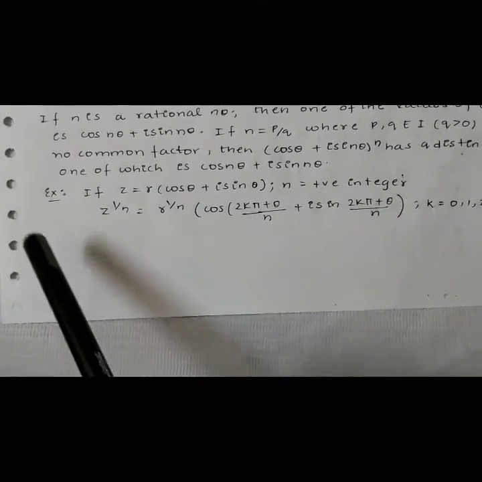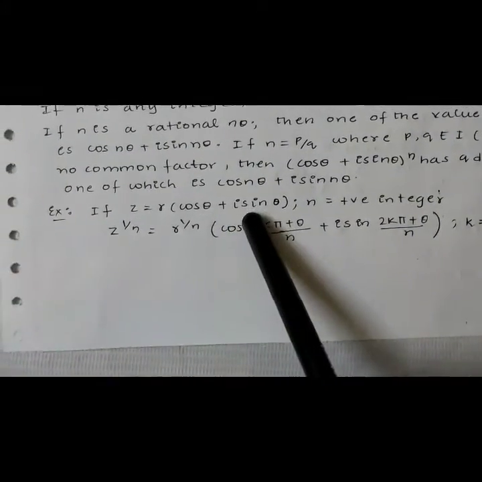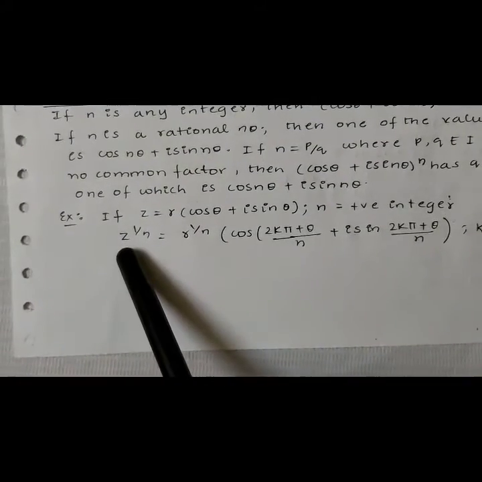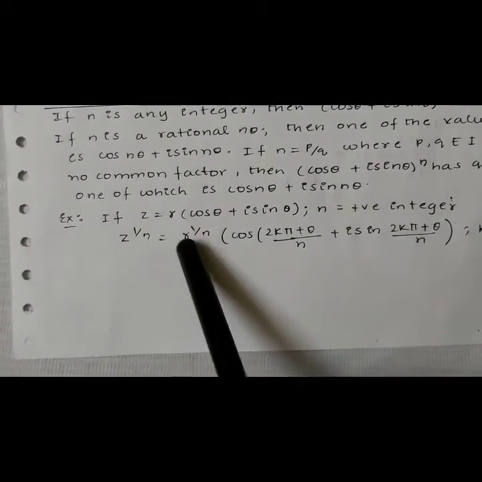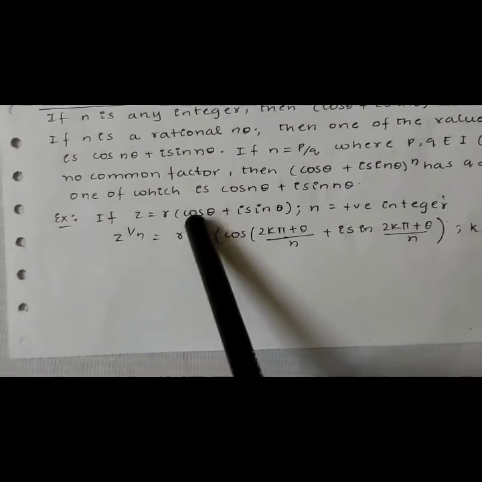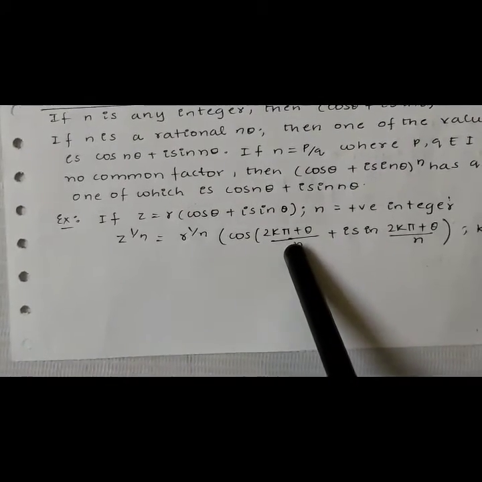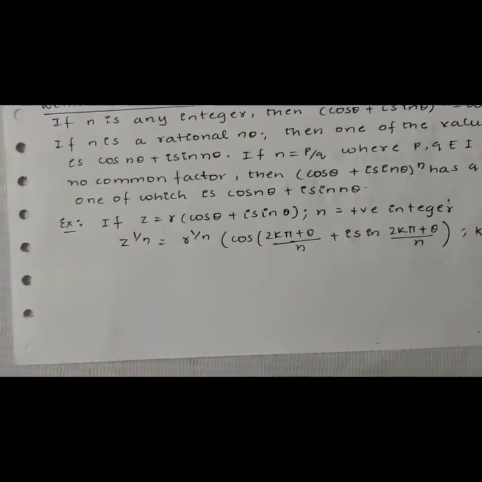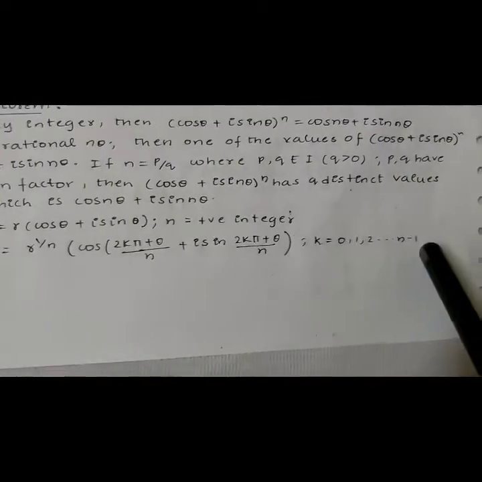For example, if z is r into cos theta plus i sin theta, where n is a positive integer, then z power 1 by n is equal to r power 1 by n into cos of 2k pi plus theta by n plus i sin of 2k pi plus theta by n, where k is equal to 0, 1, 2 and so on up to n minus 1.